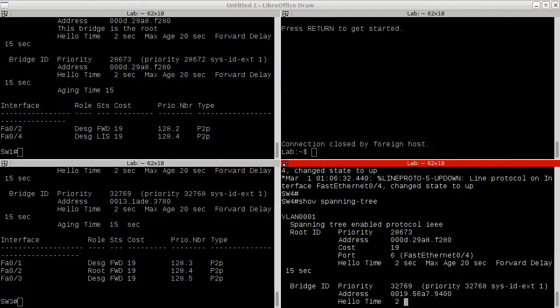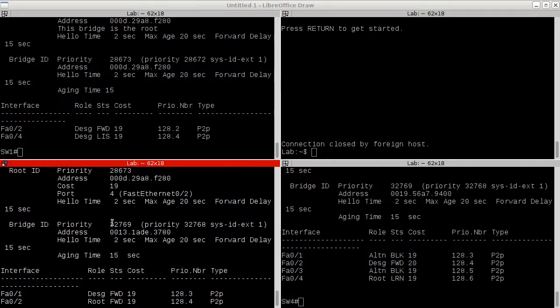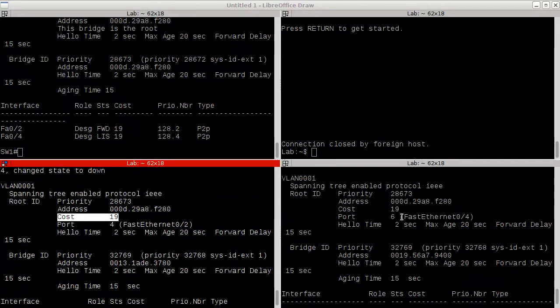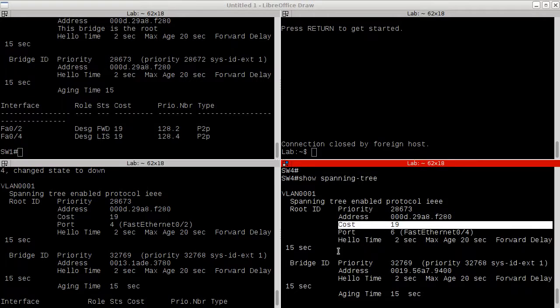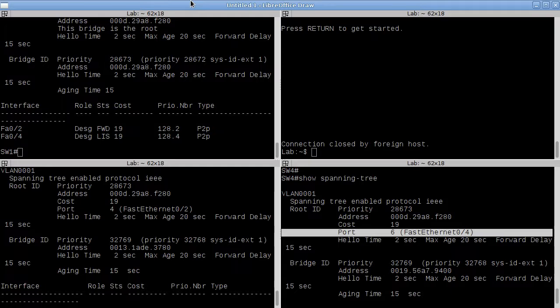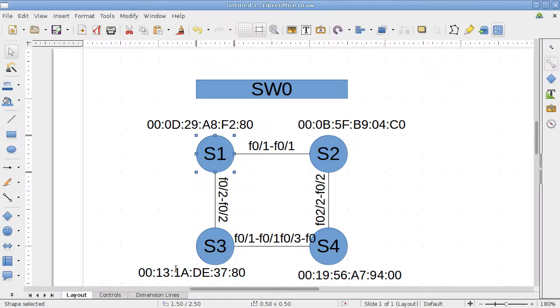Okay, so now we see we have a cost of 19 to get to the root bridge here, and a cost of 19 to get to the root bridge here. It's saying the root bridge is on Fast Ethernet 4, which is right. And on this one, it's out Fast Ethernet 2, which is right, because this is Fast Ethernet 2 here and Fast Ethernet 4 here. So between the links between here, I'm interested in knowing which one goes designated or which one goes blocking.